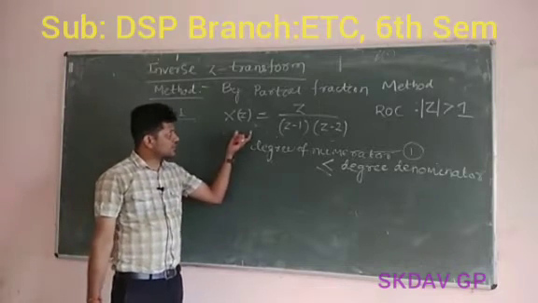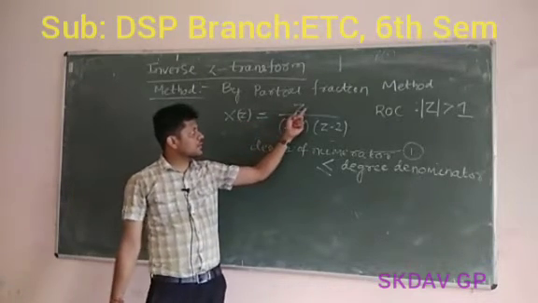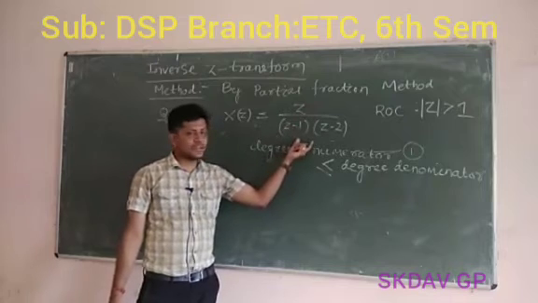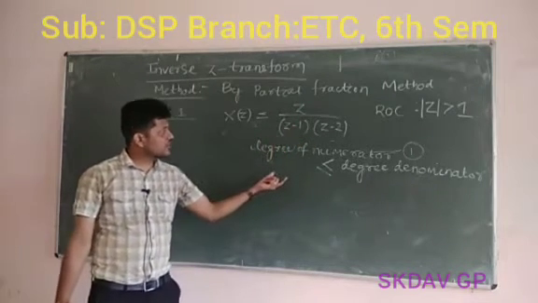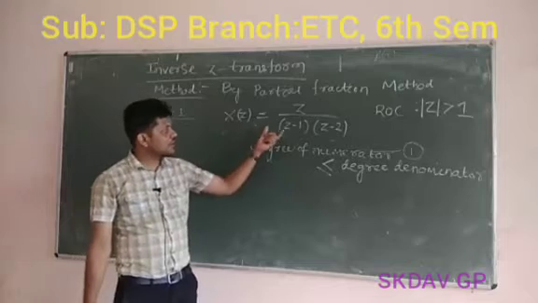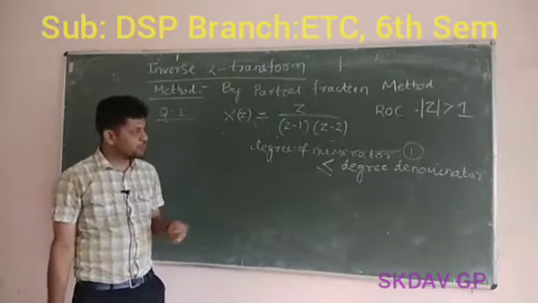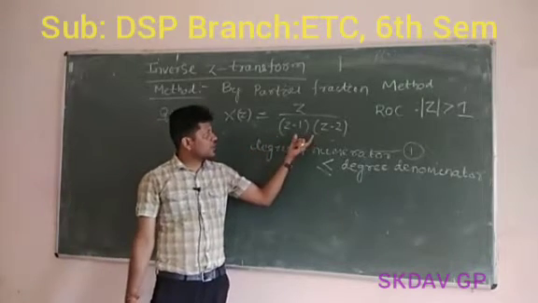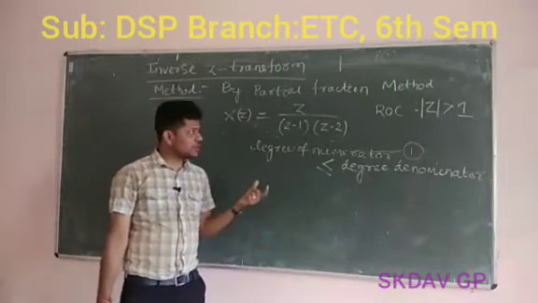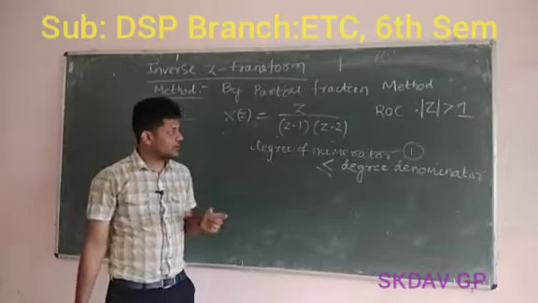In this example, we can see the degree of the numerator is 1 and the degree of the denominator is 2. Hence, this condition is satisfied. So, we can apply the partial fraction method in order to calculate the inverse Z transform. In this case, the denominator has 2 poles. That means we need to find 2 unknown values.